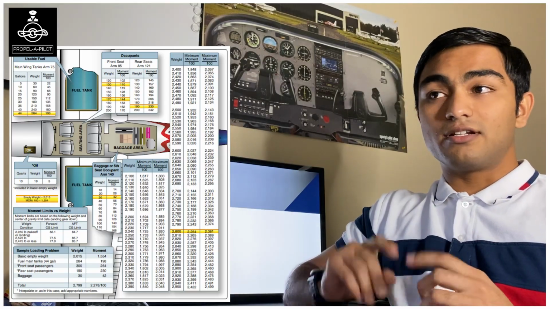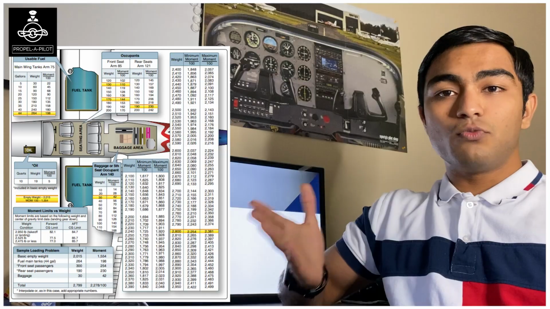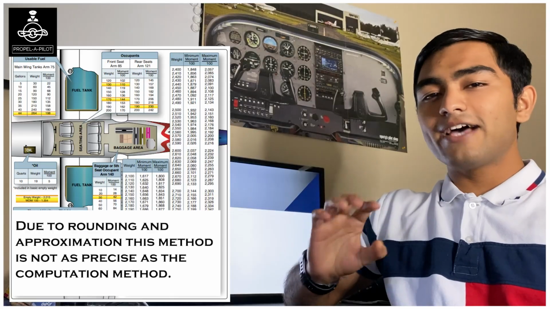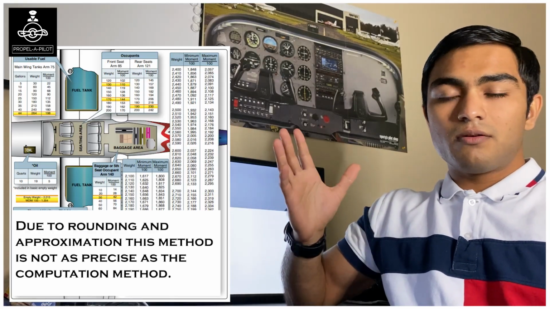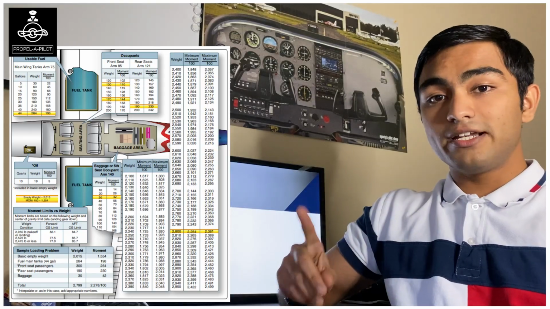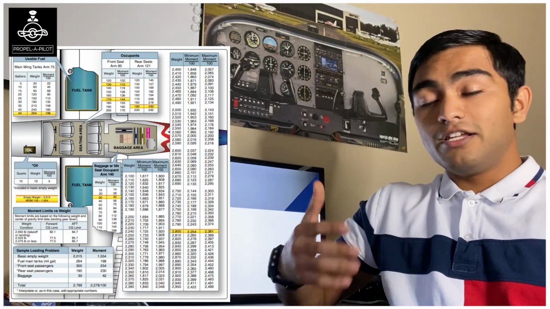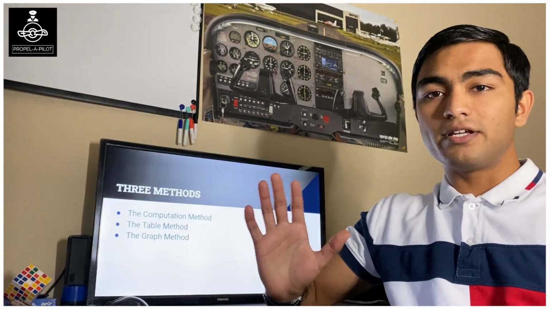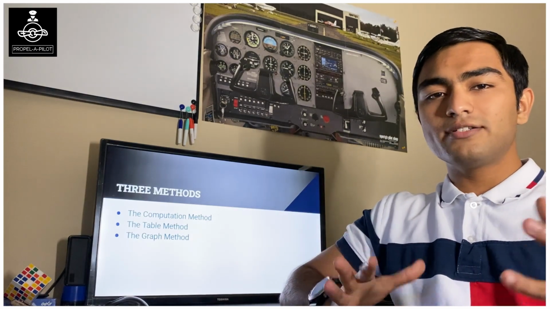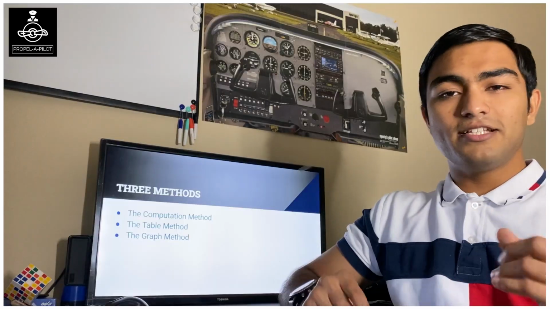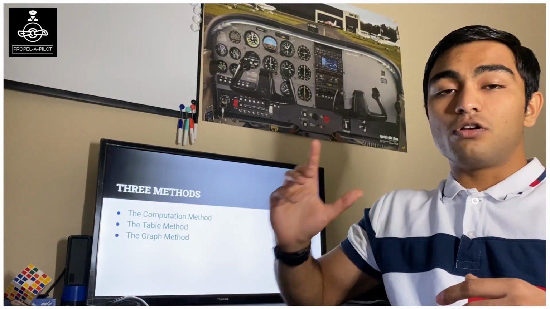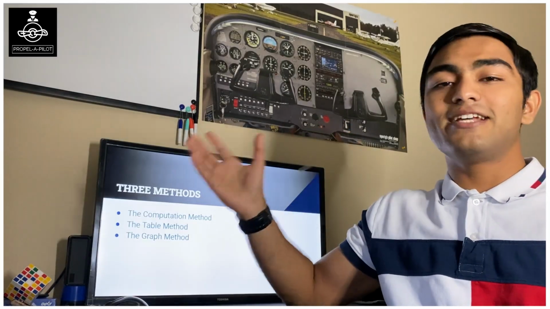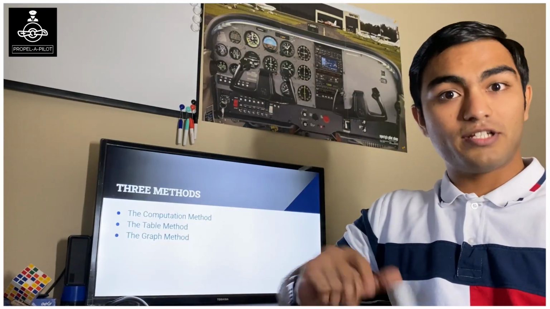The table method uses rounded weights and all of the moments are rounded as well. Approximate arms are used, so it is not as precise as the computation method. But this method eliminates the possibility of arithmetic errors, as we need to do a lot of arithmetic in the computation method, which is eliminated here. If you notice, the table method does not give you a CG range in inches from the datum. Instead, it gives you the moment limits for a whole range of total weights. This eliminates the computation of CG as well, which was the final step in the computation method.